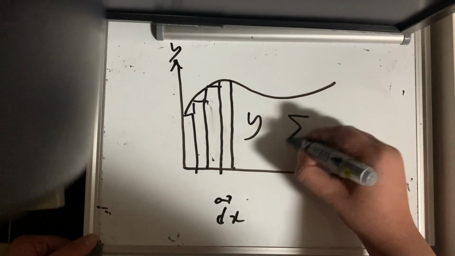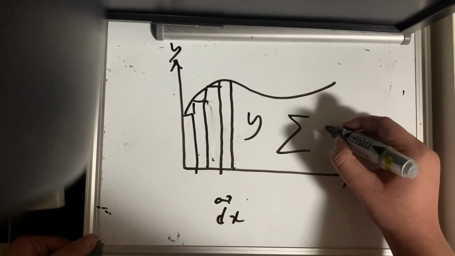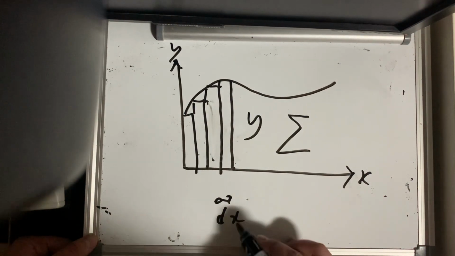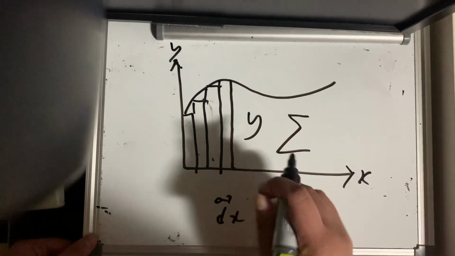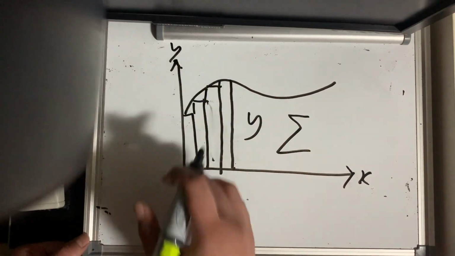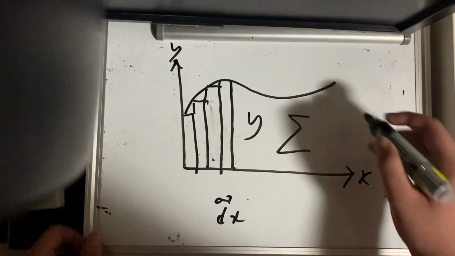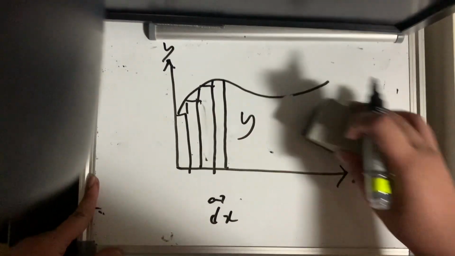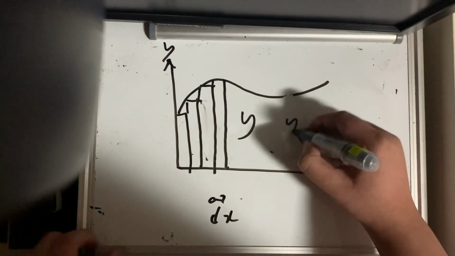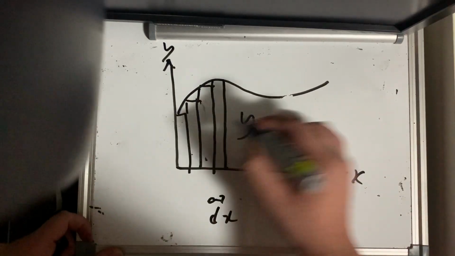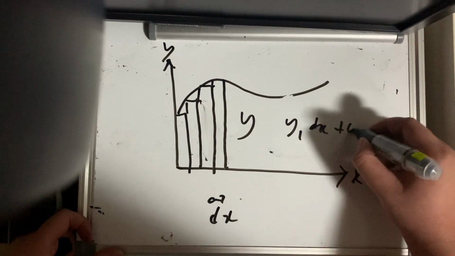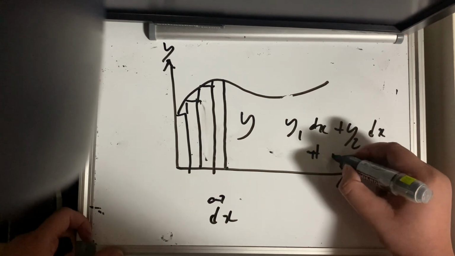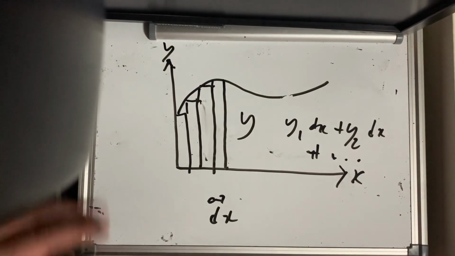The height is whatever y value is at that point in the graph, and it essentially takes a summation of all these different y values multiplied by these various dx's, but dx is always the same. The width of each rectangle is the same, but the height keeps changing. So it's basically taking the sum. It would be like y1, the first y value, times dx, plus y2 times dx, plus so on. It keeps going on and on.